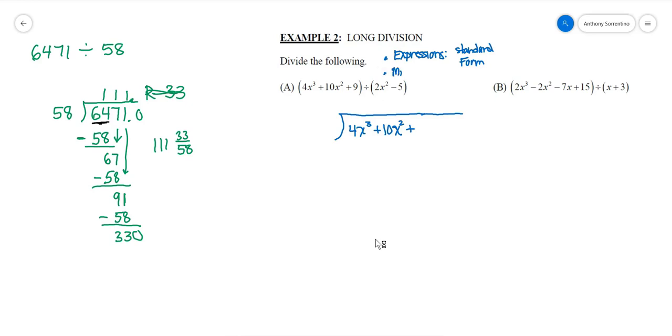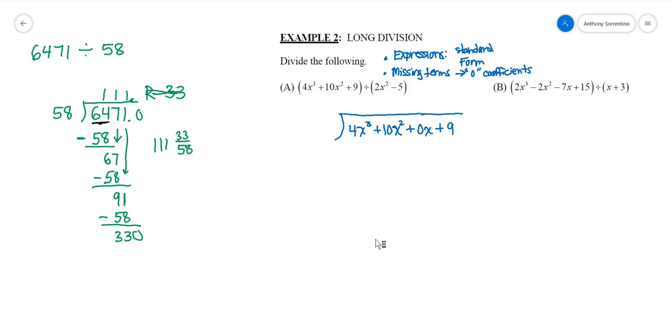The second thing I'm going to make sure I do is that missing terms will be represented with 0 coefficients. So when I look at this expression so far, I have 4x cubed plus 10x squared. I don't have an x term. So I'm going to place that with a 0x, then a plus 9. This is the exact same thing. Typically, we don't write it with the 0x there. We would just simply ignore it.